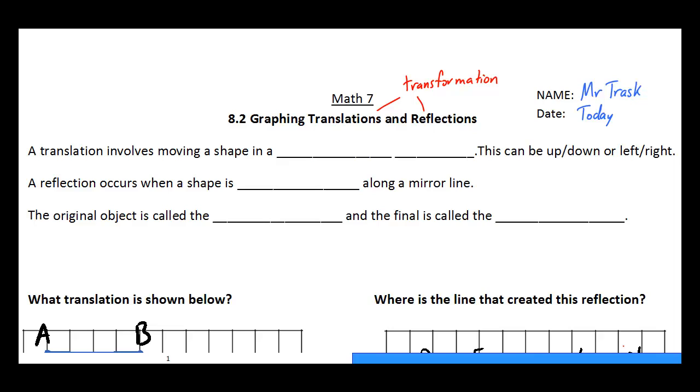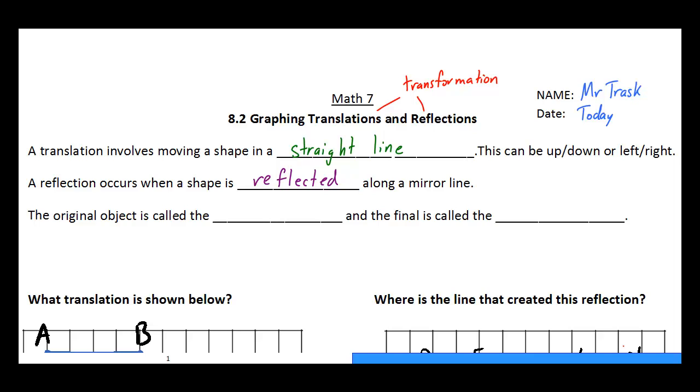So a translation involves moving a shape in a straight line. And that straight line can be either up and down or left and right, but basically we're just shifting it over in one direction or another. A reflection occurs when the shape is reflected across a mirror line. So we make an exact copy that is a reflection.